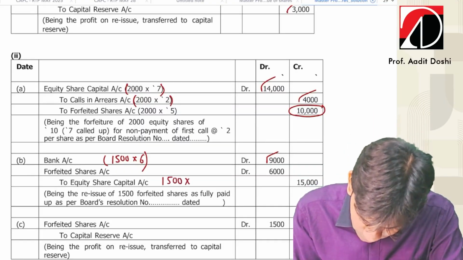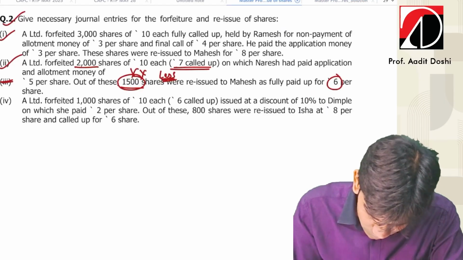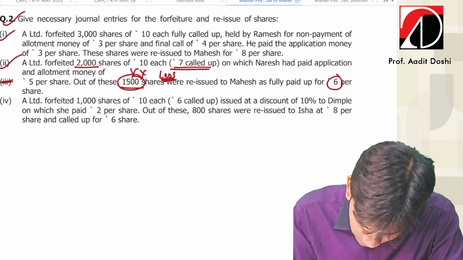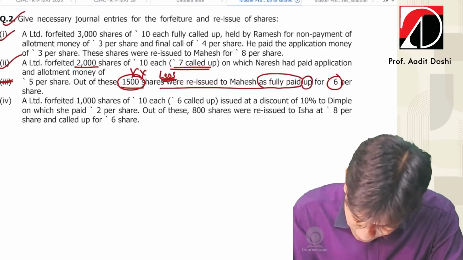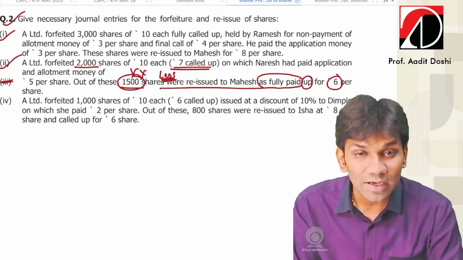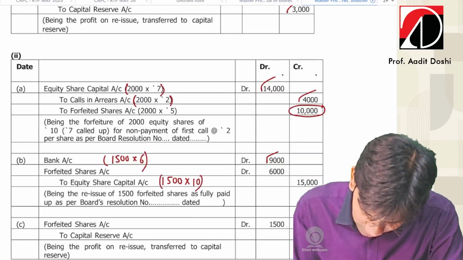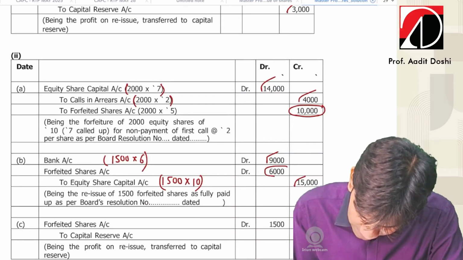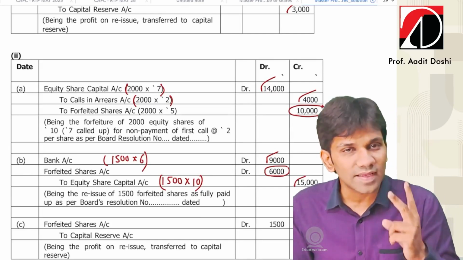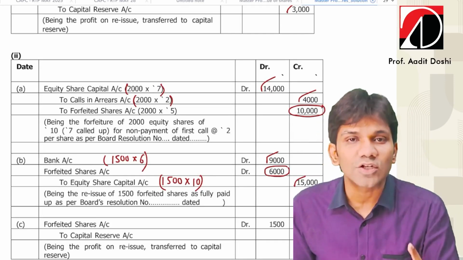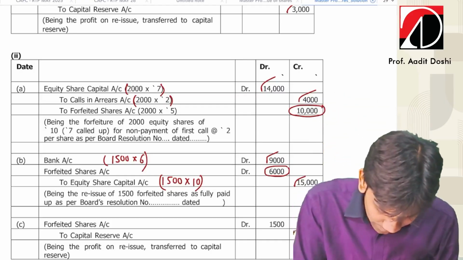Then, these shares were issued as fully paid up. Read this carefully, fully paid up. It means a share of 10 is issued at 6, and a share of 7 is not issued at 6. 1,500 into 10, 15,000. This will be the balancing figure. So now, whenever we forfeit shares and reissue shares, one compulsory entry needs to be passed, that is forfeited shares to capital reserve.